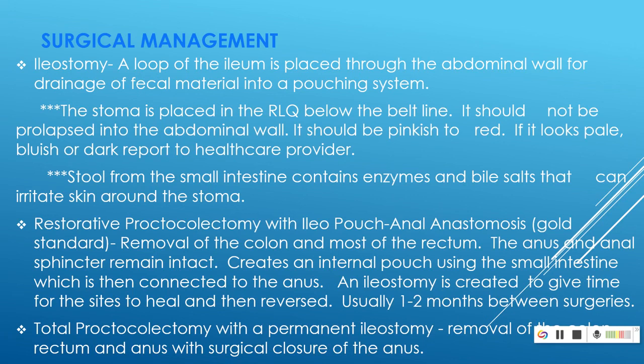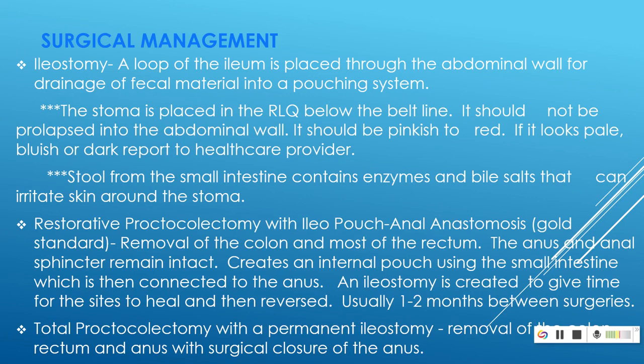Stool from the small intestine contains enzymes and bowel salts that can irritate skin around the stoma. Because what's happening here? We've got ulcerative colitis in the large intestine, so we're going to want to bypass my large intestine. So this ileostomy comes off of the small intestine and goes to the outside abdominal wall into a pouch. Well, if I'm coming through my small intestine, I still have a lot of my enzymes and the bile salts that the gallbladder put in there. If that gets onto my skin continuously, I'm going to have a real problem with tissue integrity, skin integrity at that site. Meticulous skin care is what we'll have to do here.